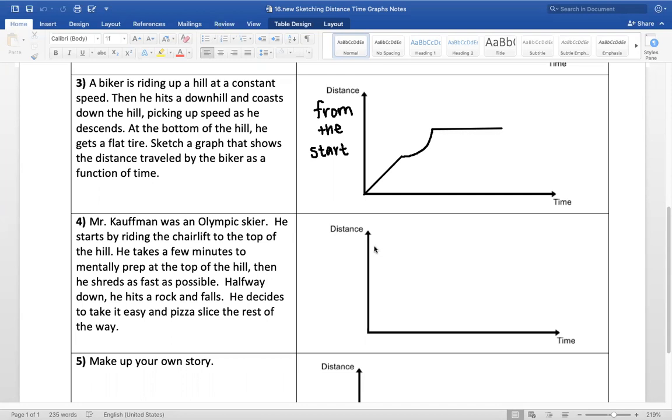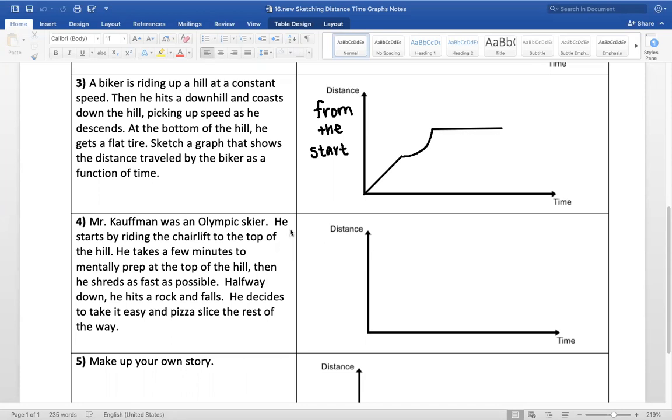Mr. Kaufman was an Olympic skier. I don't know if you already knew that about him, but it's a pretty cool fun fact. He starts by riding the chairlift to the top of the hill. He takes a few minutes to mentally prep at the top of the hill, and then he shreds as fast as possible. Halfway down, he hits a rock and falls. He decides to take it easy and he pizza slices the rest of the way.